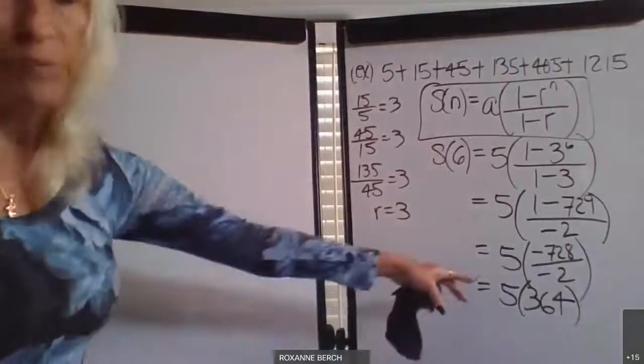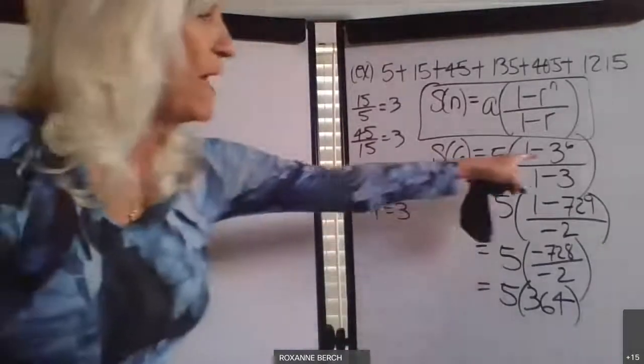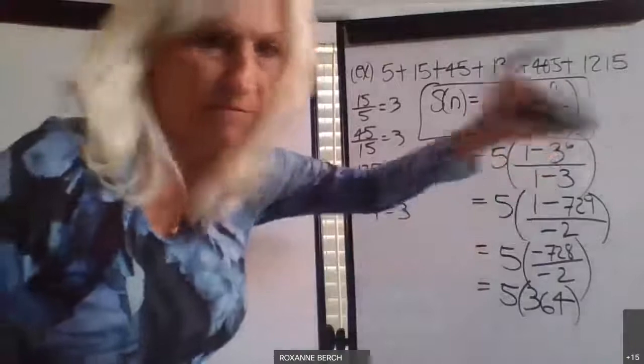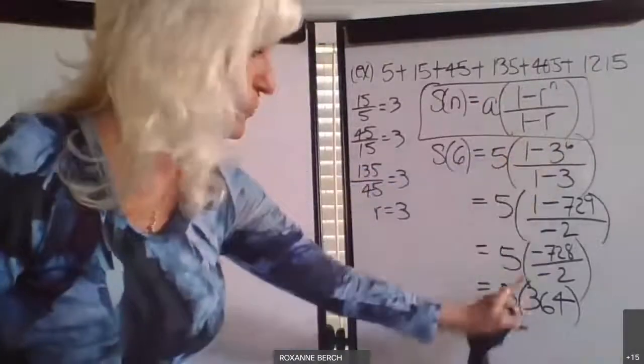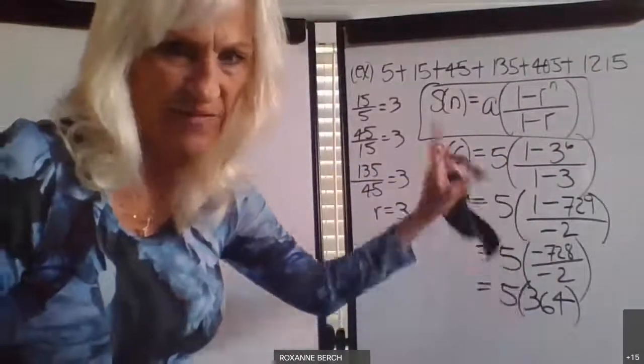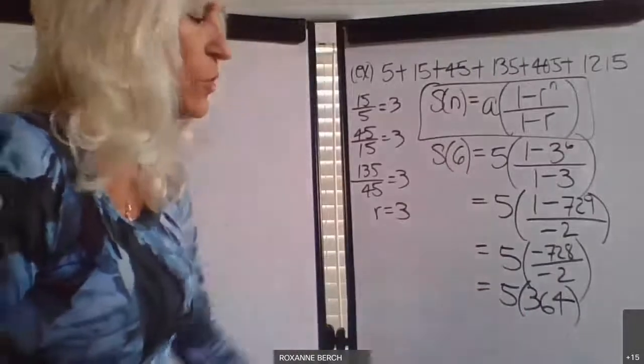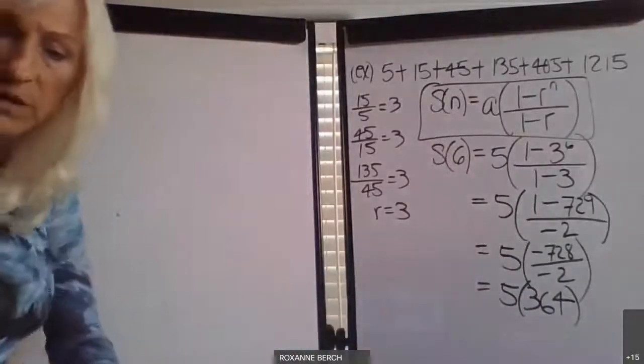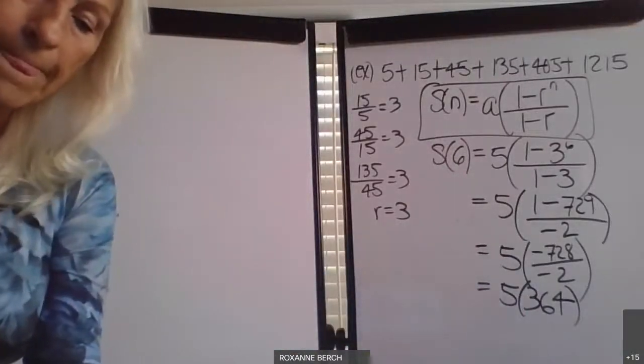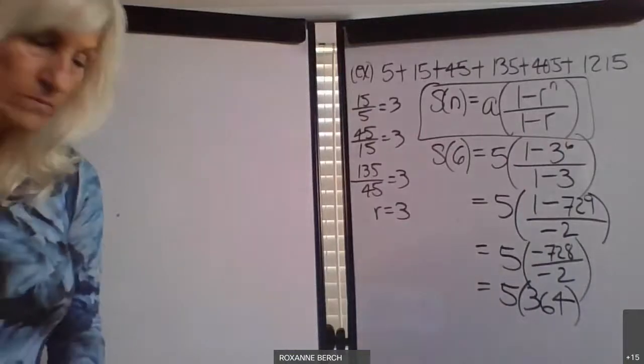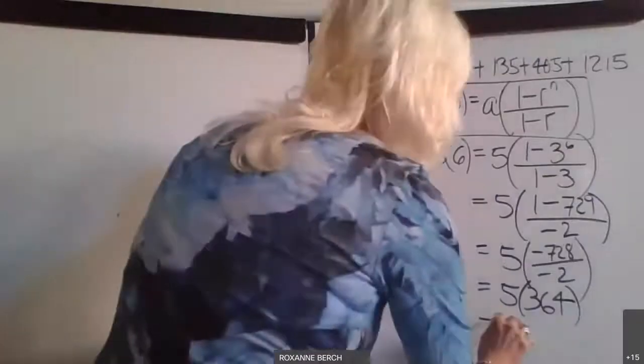All right, so you could put the powers on the calculator without the negative, and you could put this in the calculator, nothing else. Everything else has to be done by hand. So what's 5 times 364? 1,820.